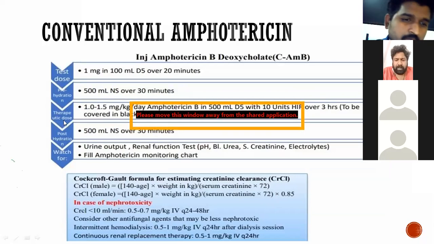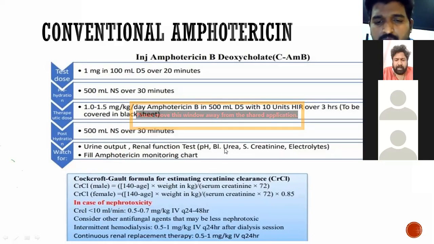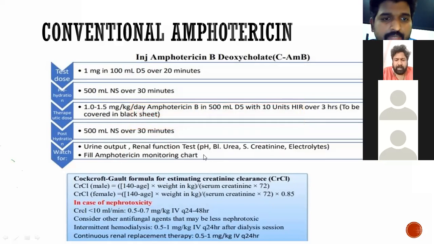Then you have to use a therapeutic dose of 1 to 1.5 milligram per kilogram per day of amphotericin B in 500 ml of D5 with 10 units of regular human insulin over 3 hours. After that, you also give 1 pint of NS over 30 minutes. You monitor urine output, the renal function test, the blood urea, creatinine and electrolytes, and once again you fill the amphotericin monitoring chart.